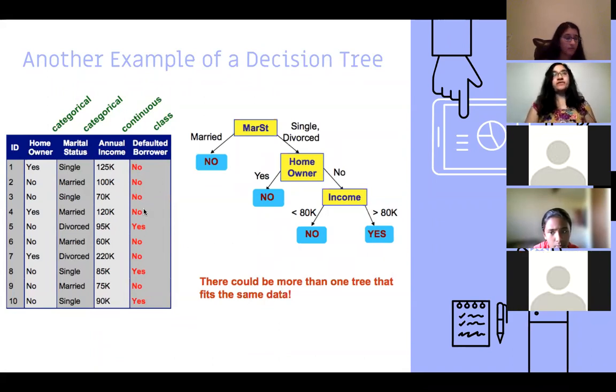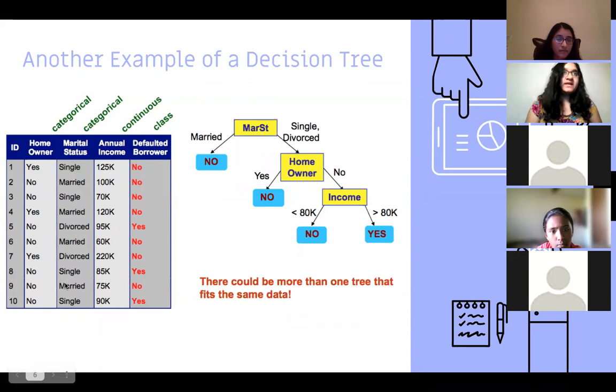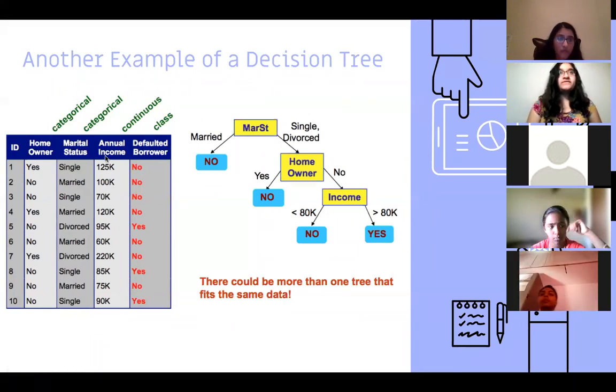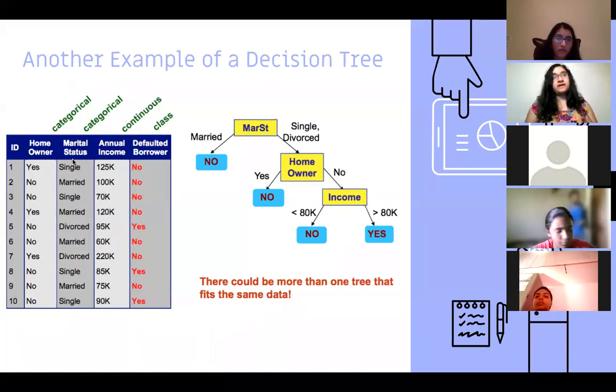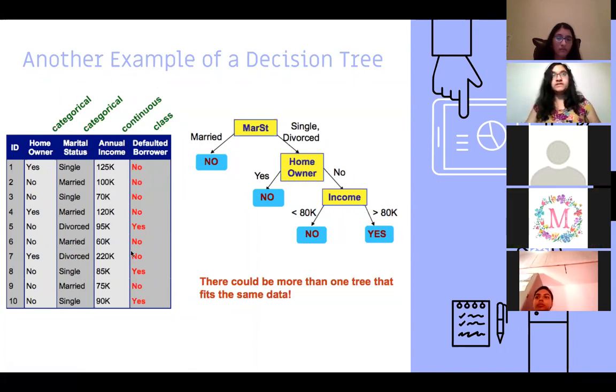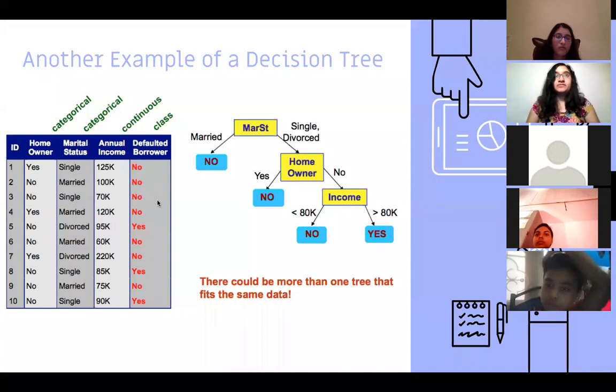I just want to now point out some of the more specific parts of this. Looking at the left graphic, we can see that the homeowner and marital status, both of those are categorical, which means that there are specific categories that those might be. And then there's also the annual income, which is continuous. Basically, what this means is that it can be any value in a range of values. Other examples of continuous variables might be height or weight. And then the class is also something that's necessary.